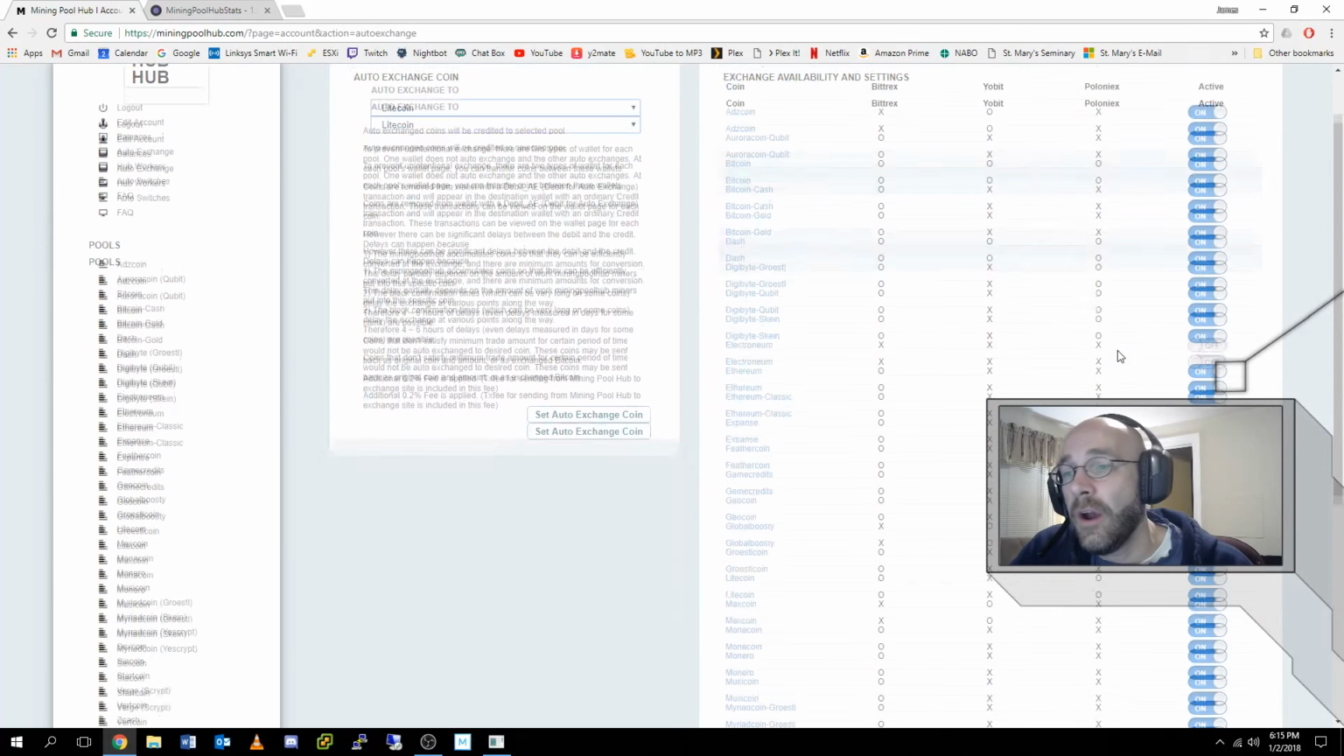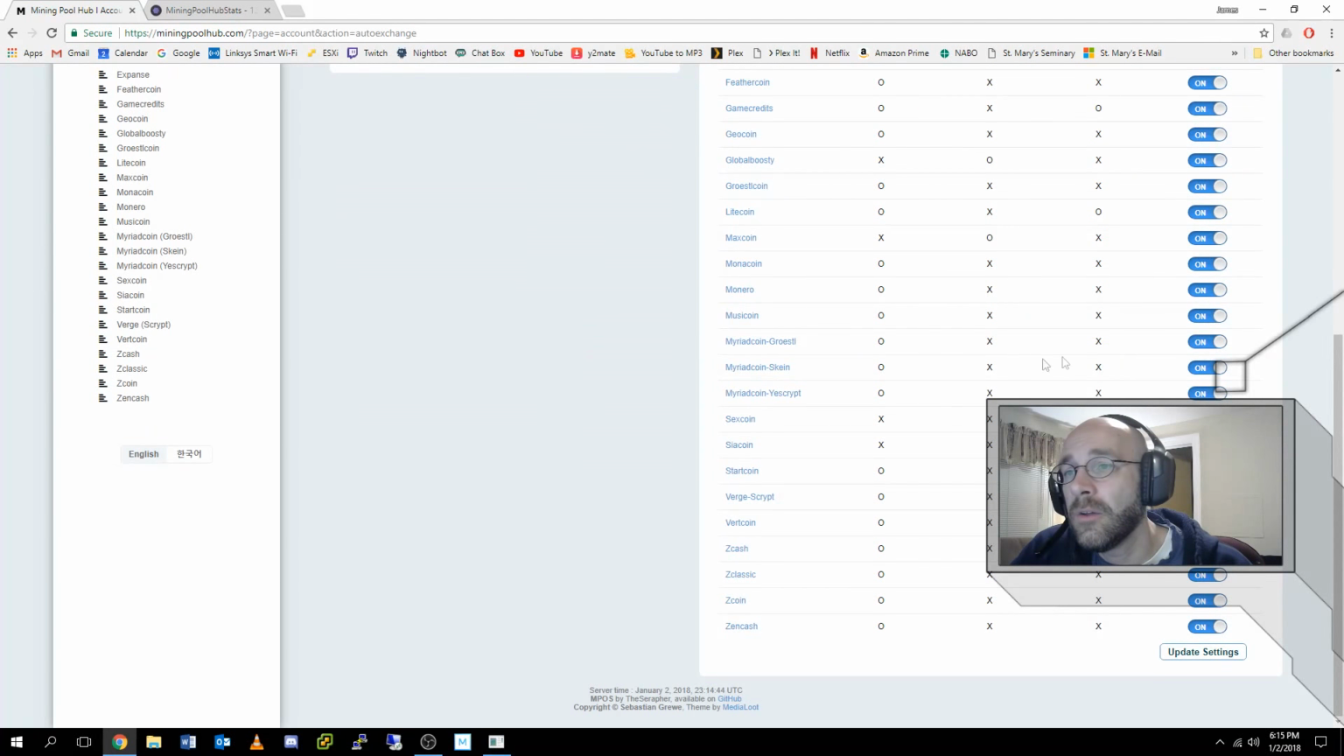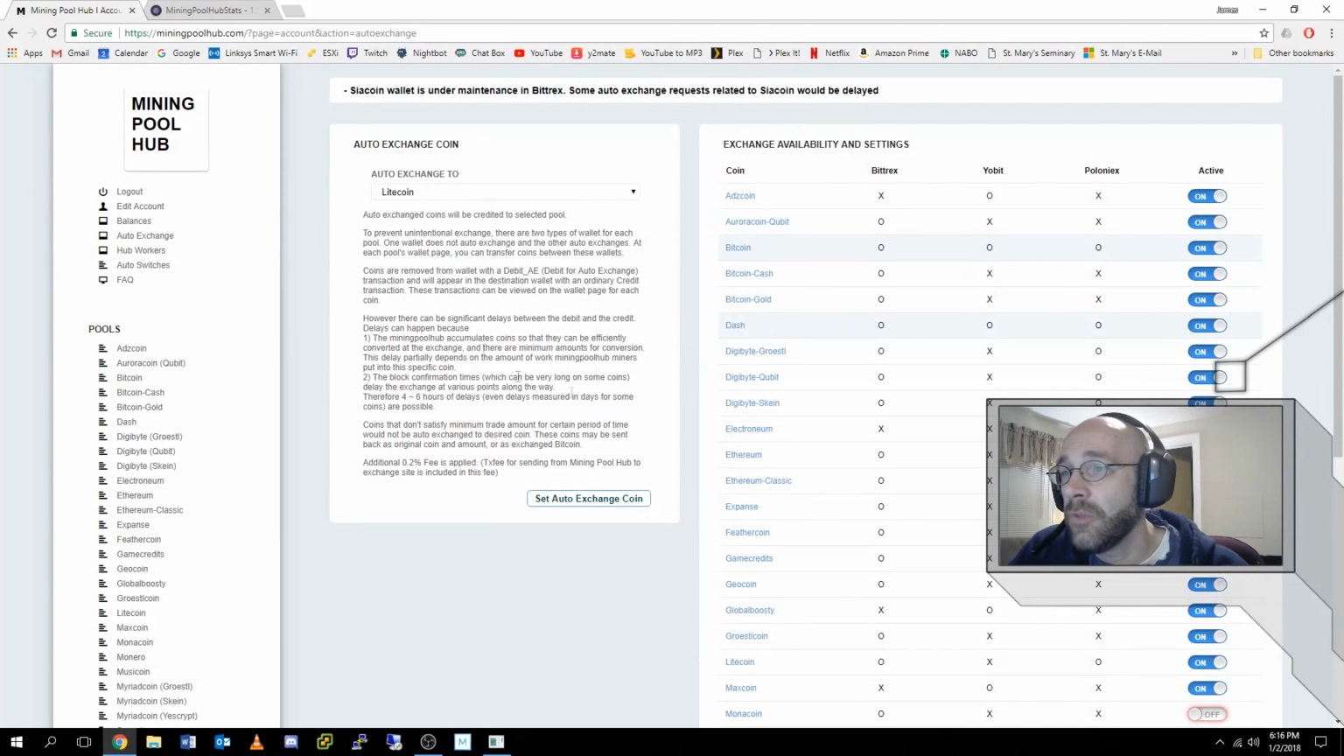So if you really would like Monacoin and you don't want to trade it, then you just click the switch here. Any of the Monacoin that you mine will just sit here in the wallet of your Monacoin page. That would be the same for any of these coins here. And when you're done making those decisions, you click Update Settings. That's pretty much it for the auto exchange page.